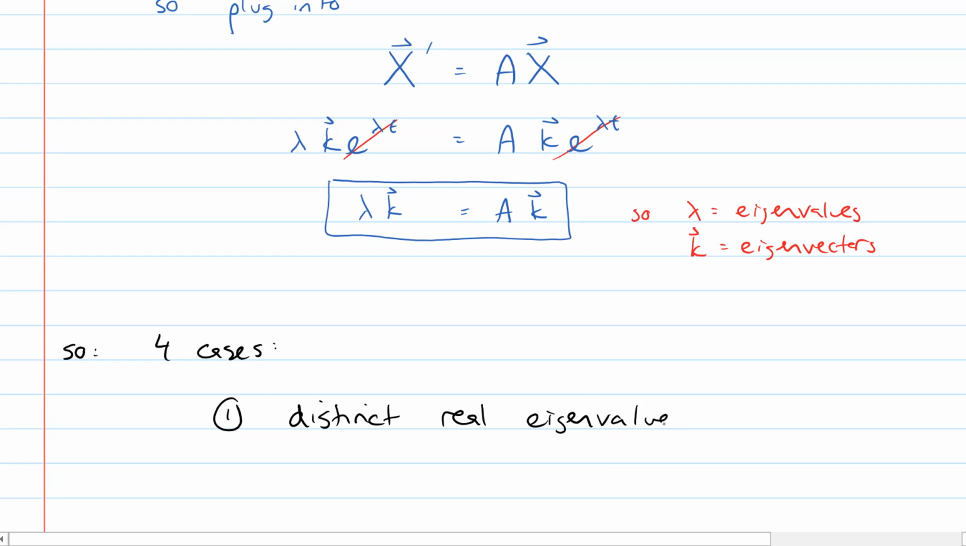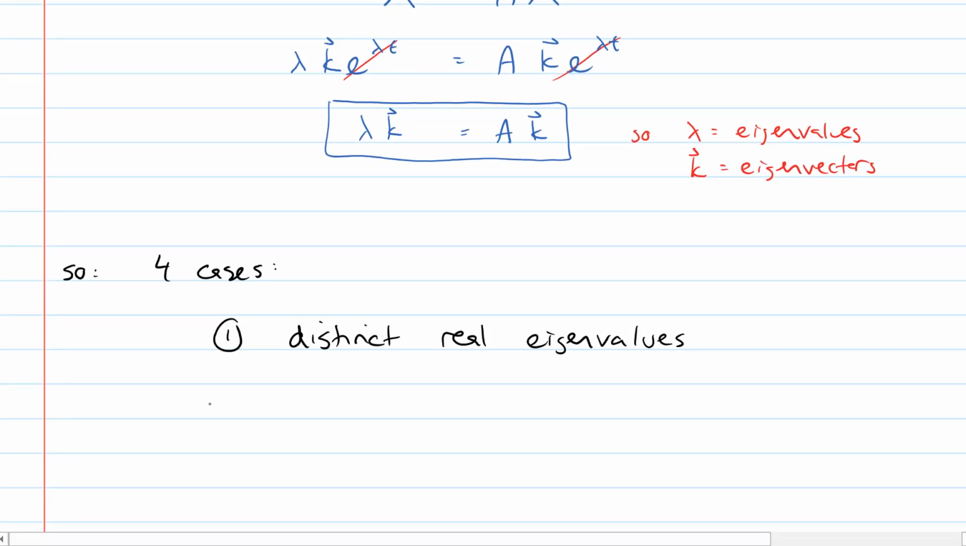So if it's a 2 by 2 matrix and you find the eigenvalues to be like 1 and 3, you get two different ones, then when you find the eigenvectors, you're going to get two different eigenvectors as well. There's the second case, which is that you've got repeated lambda, so eigenvalues, with enough eigenvectors.